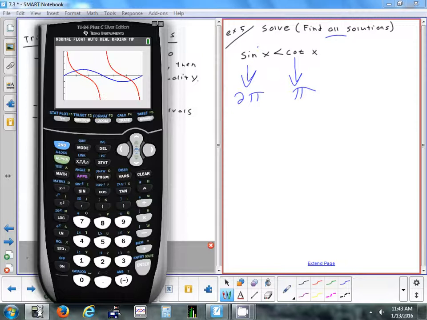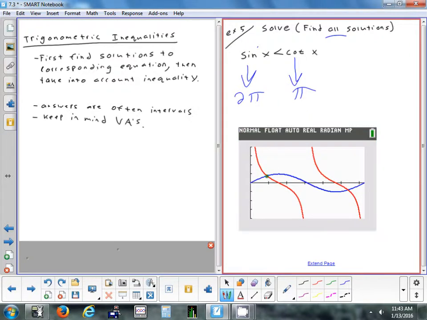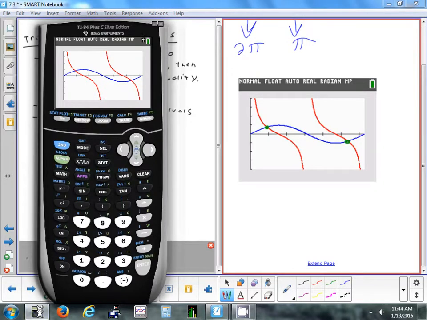Okay, so we're looking where sine is below tangent, cotangent. So we're going to have to find that intersection point and that point. Okay, so let's find those first. Second calc, intersect.